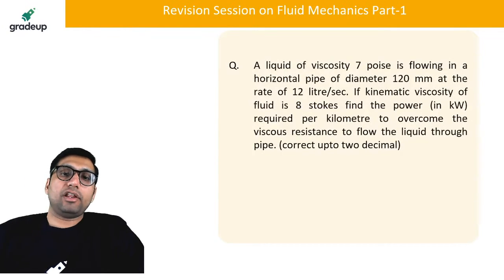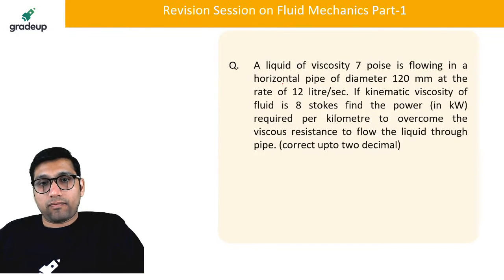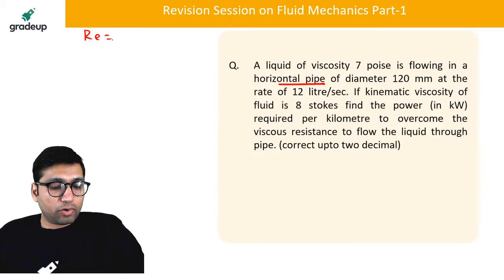So firstly, you have to check. It is a flow through a horizontal pipe. You have to check what is the Reynolds number. Reynolds number you have to find here.